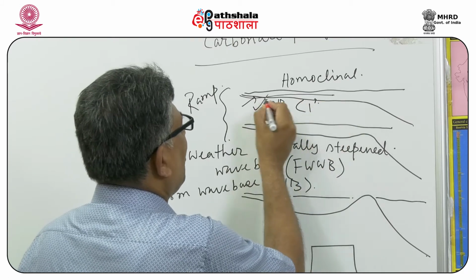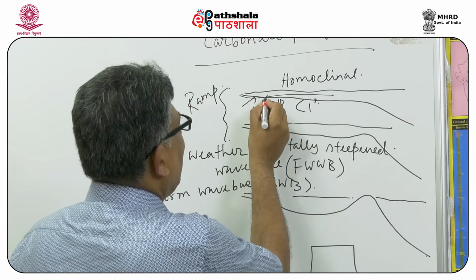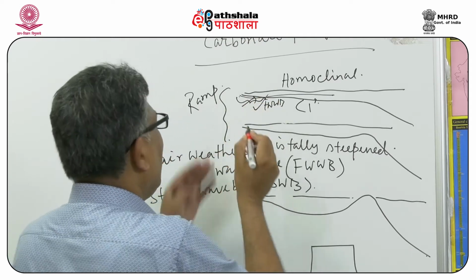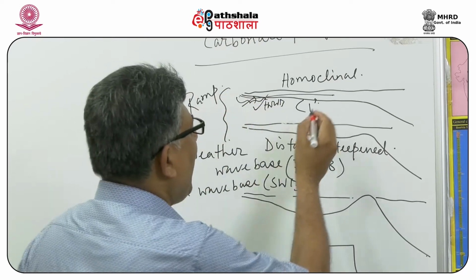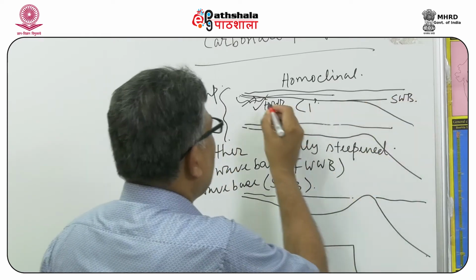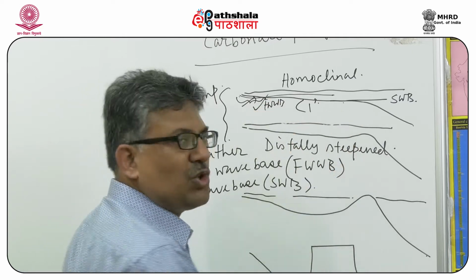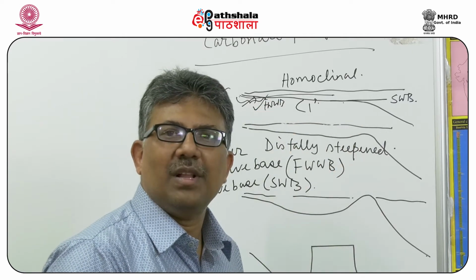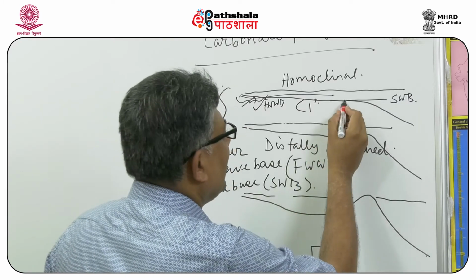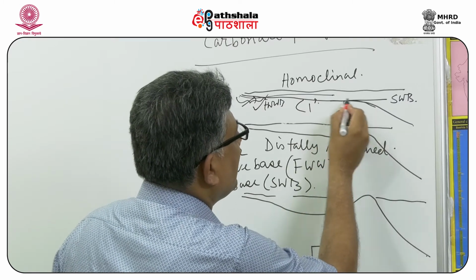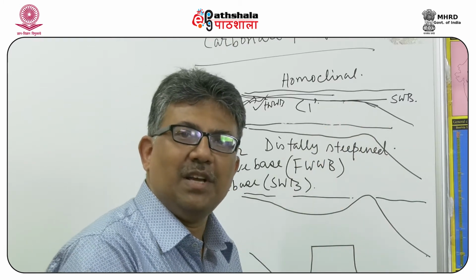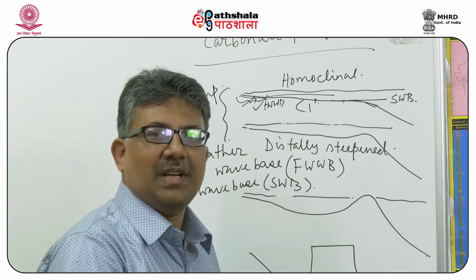Here, if your fair weather wave base intersects the ramp profile here, then above it, this portion is what you call the inner ramp. And you have the storm wave base that comes here. So the zone between fair weather and the storm wave base is what is called the mid ramp sector. And then the portion which is away from the storm wave base, further down, is called the deep ramp, and finally we get the basin.